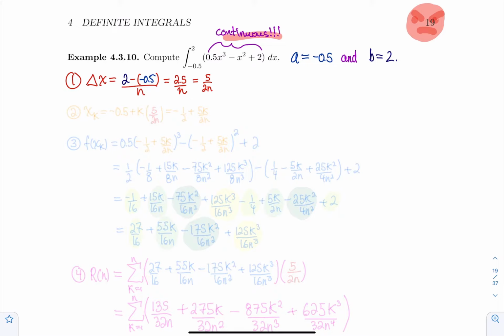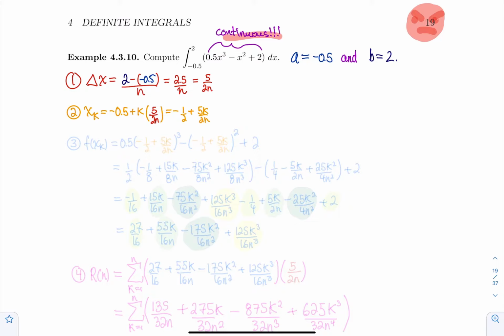Step 2, the computation of xk, so the right endpoints of the kth subinterval. So xk is always a plus k times delta x. So in our case, xk is minus 0.5 plus k times 5 over 2n, the delta x that we just freshly computed, which simplifies to, again working with fractions, minus 1 over 2 plus 5k over 2n. So that's my formula for xk.